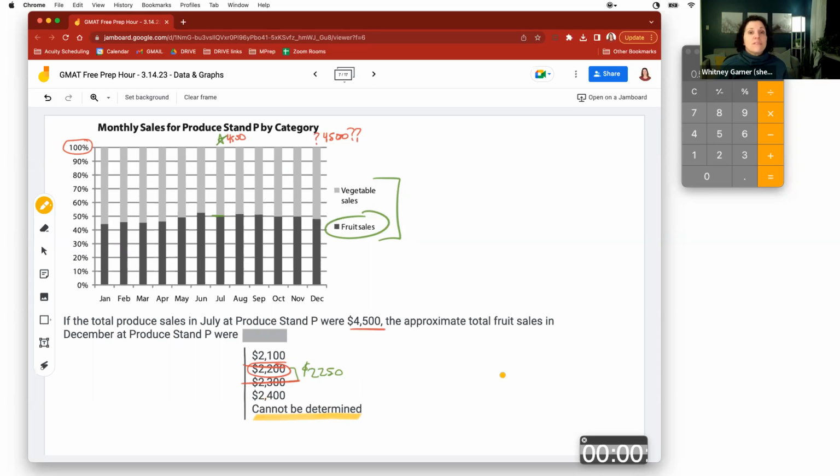So be careful with some of our tables, right? Like the left column is percent of total sales. So I know that in December, fruit made up a little less than half, but a little less than half of what?